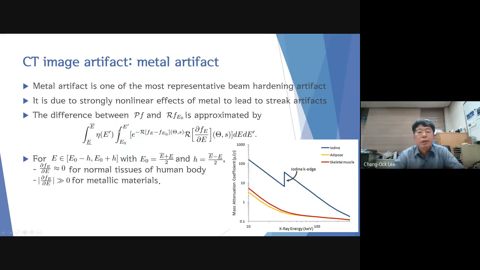So this PF is projected data using multiple energy X-rays, and this is projected data using a single energy X-ray. If you subtract these two, then from the formula we can see that this Radon transform involves the derivative of changes of the attenuation coefficient. This slope is very small for the normal tissues of the human body, but for a metallic object, it is big. So it causes the metal artifacts.